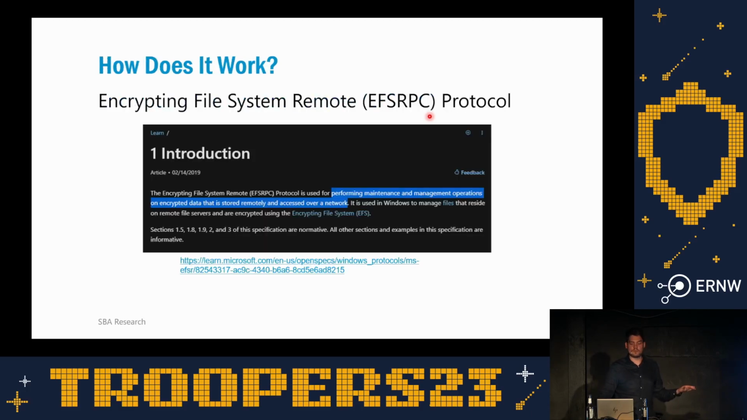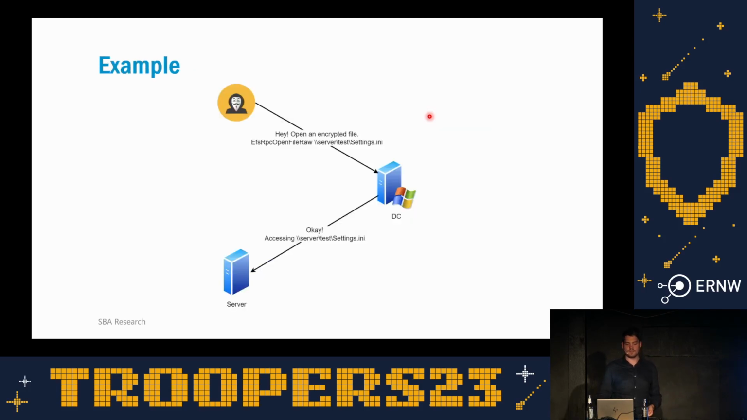So what does it do? It basically uses the Encrypting File System Remote Protocol, which is basically just a protocol. This is from the Microsoft documentation here, which is used for a machine to access encrypted files on a different machine. And this can be abused to tell this machine, hey, access this encrypted file there somewhere. In our example, again, via the attacker.